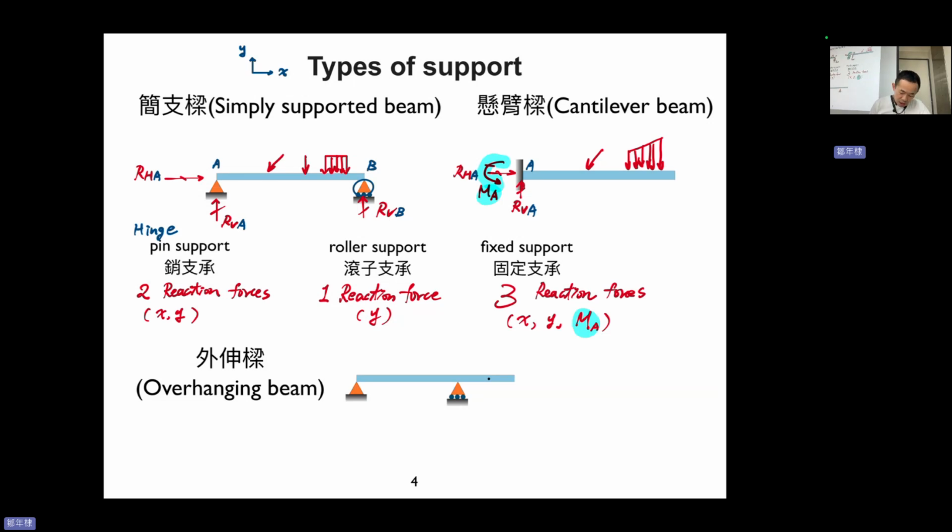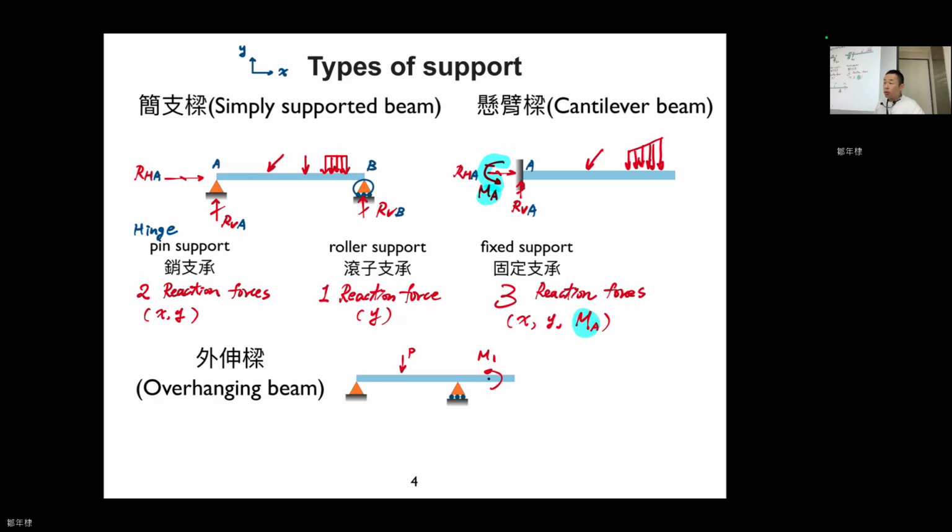Okay, and overhanging beam. You can see that here. This is not entirely a cantilever, and this is not really a simply supported beam. Well, you just have an overhanging beam here. And so now take a look. This is P, all right?